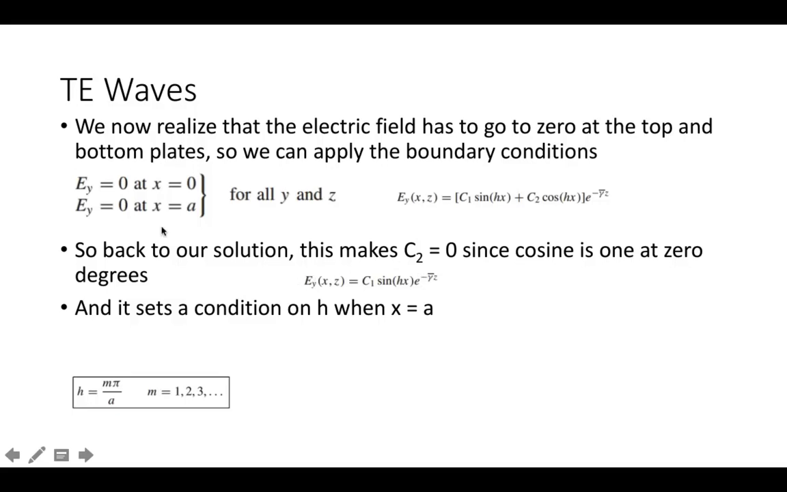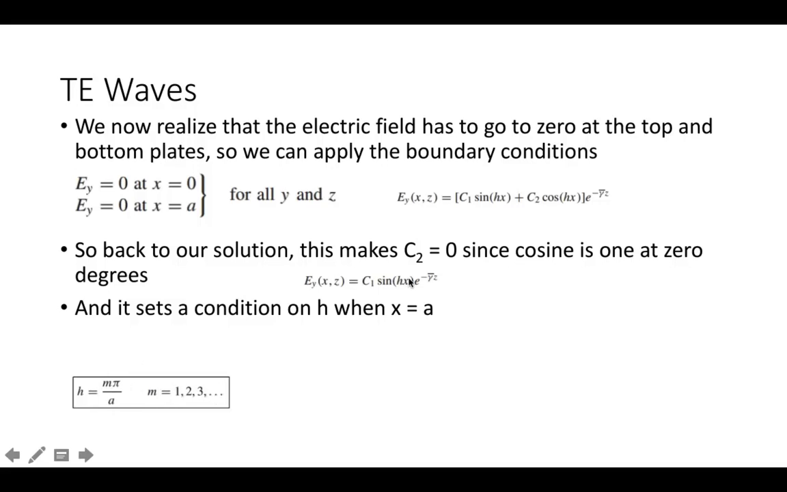Now, if we look at what this boundary condition says, it says that this has to be 0 when x is equal to a. Now, that means that we've set a condition on h. So at x equals a, if we were to plug a in, the sine function itself is going to have to go to 0. So that would mean that h has to be m pi over a, where m is an integer: 1, 2, 3, and so on.